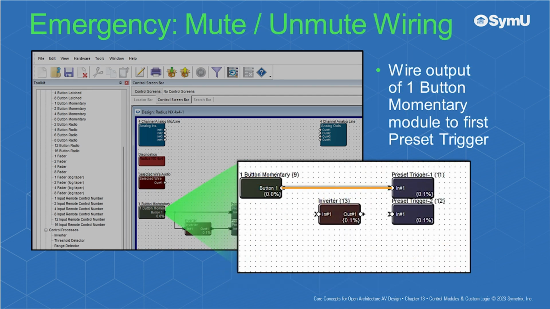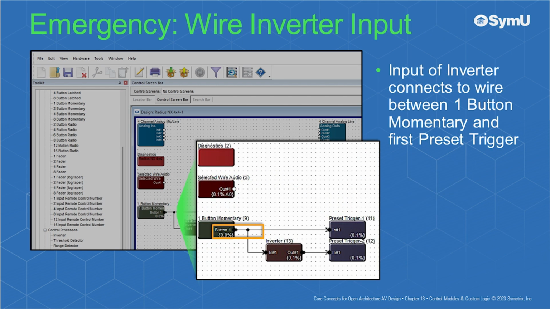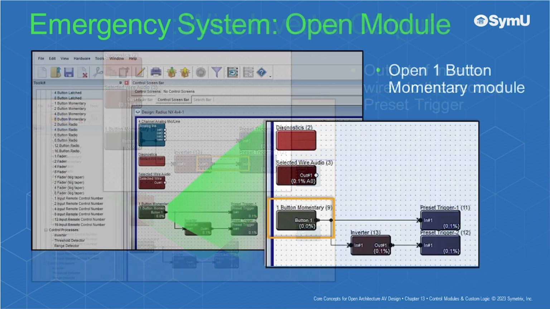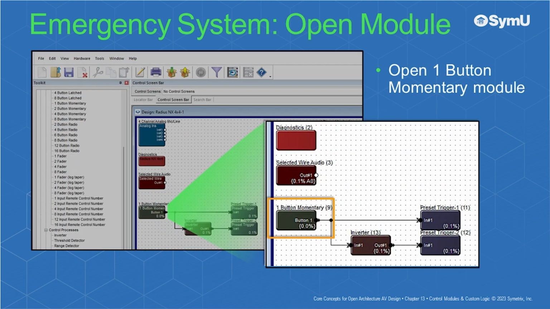Wire the output of the one-button momentary module to the first preset trigger. The input of the inverter connects to the wire between the one-button momentary and first preset trigger. The output of the inverter is wired to the second preset trigger. Open the one-button momentary module.